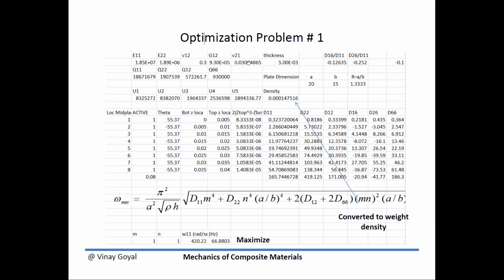So given that information, we can now calculate Q11, Q22, Q12, and Q66. That's a Q matrix that depends on these material parameters. Now here are the plate dimensions A and B. We can change them, but for this particular problem, A and B were given as this.